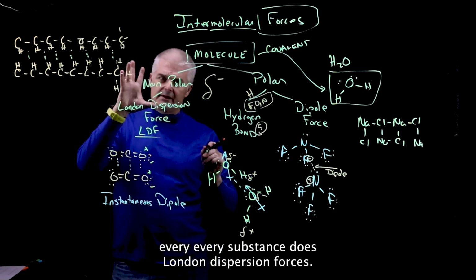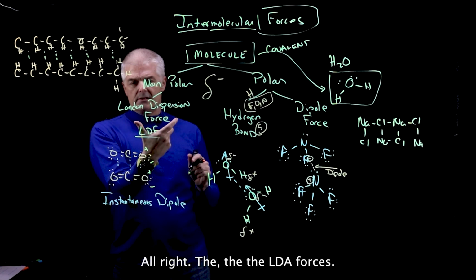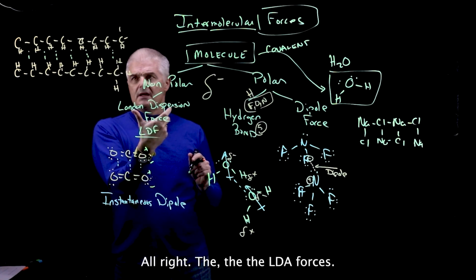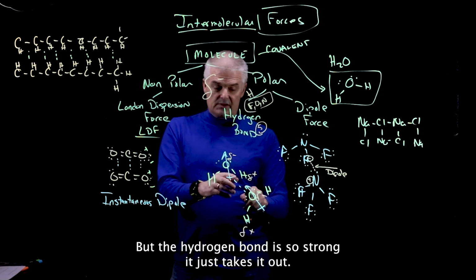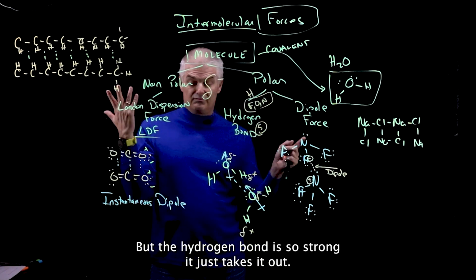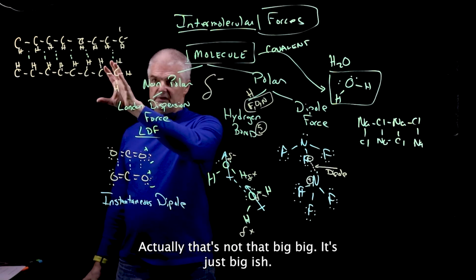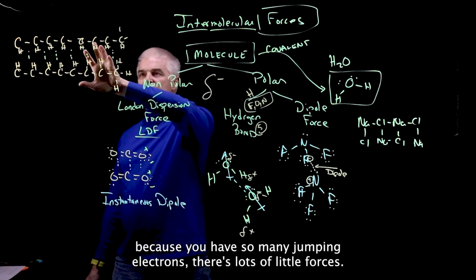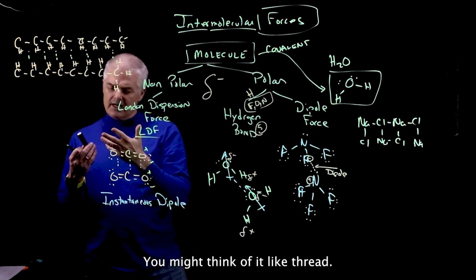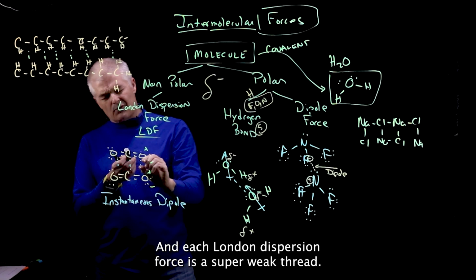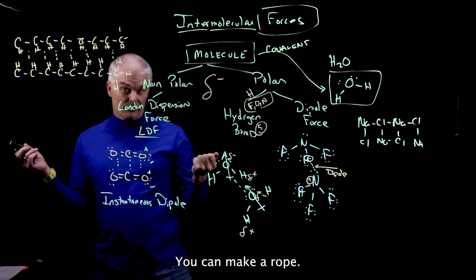And honestly, every substance does London dispersion forces, all right, the LDF forces. Even in the water, these electrons are moving around creating these things, but the hydrogen bond is so strong it just takes it out. But when we're dealing with a big molecule like octane, actually that's not that big, it's just biggish, because you have so many jumping electrons, there's lots of little forces. You might think of it like thread. Each London dispersion force is a super weak thread, and then what happens if you put lots of threads together, you can make a rope.